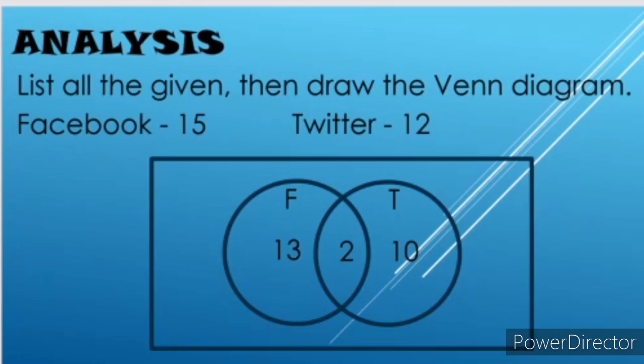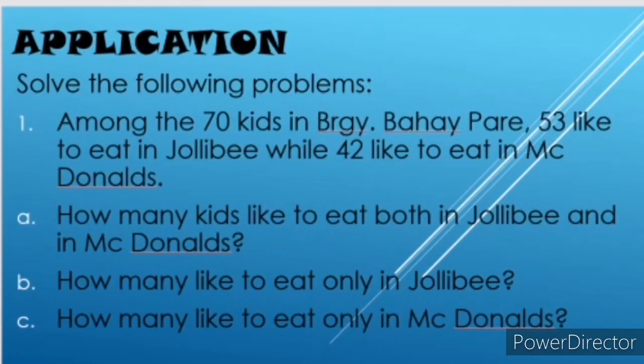Okay. So, for your activity, I want you to answer this problem. Ayan, feel free to pause the video for a while kung gusto nyo siyang sagutan, and comment niyo kung may question kayo regarding the problem. Okay. Solve the following problems. 1. Among the 70 kids in Barangay Bahay Pare, 53 like to eat in Jollibee while 42 like to eat in McDonald's. The questions are: A. How many kids like to eat both in Jollibee and in McDonald's? B. How many like to eat only in Jollibee? And C. How many like to eat only in McDonald's?